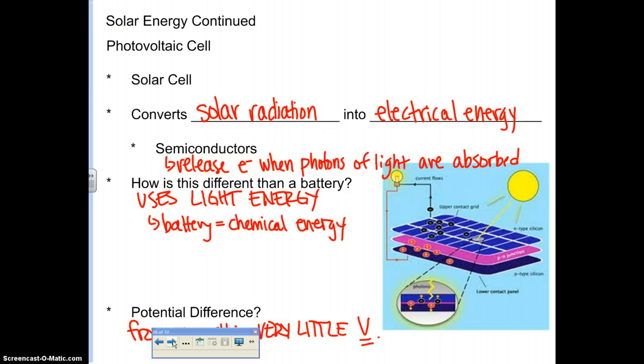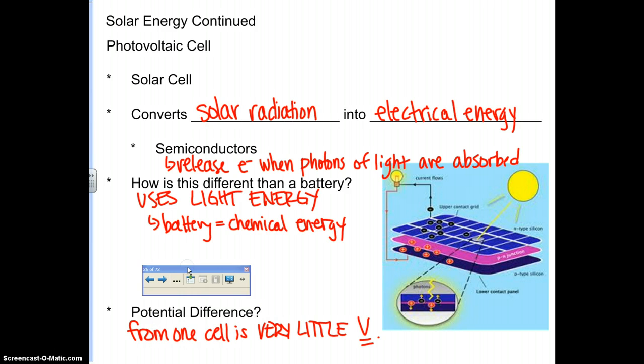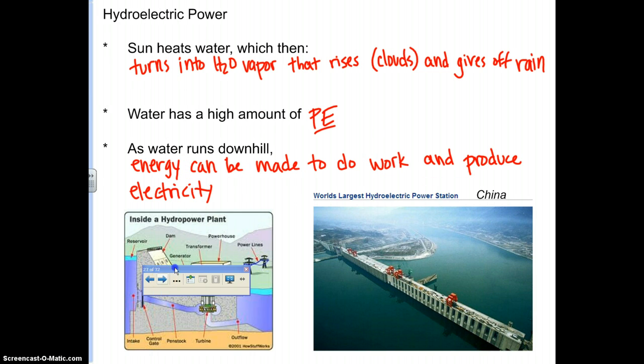The potential difference, the voltage that you get here from one cell, is very little. So that's why usually the entire rooftop should be covered in photovoltaic cells in order to produce a nice amount of energy. Moving on to hydroelectric power.